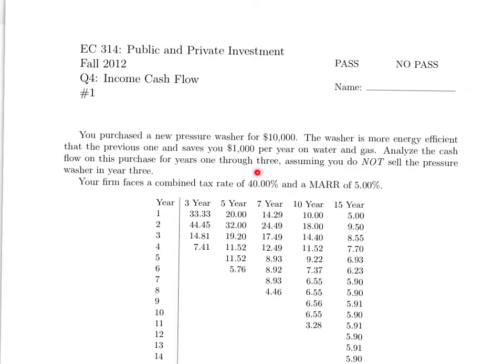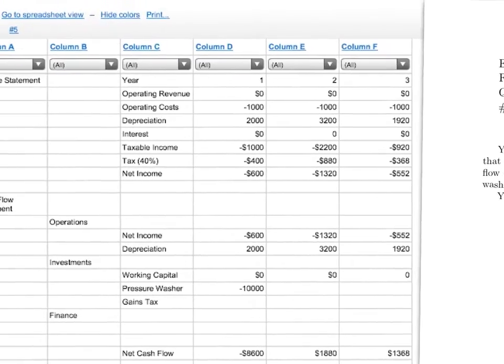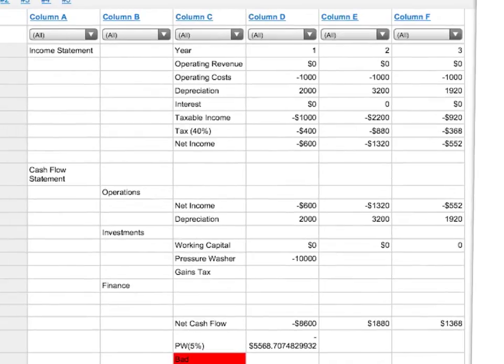So we're actually looking at that as a change in operating expenses, and we're supposed to analyze the cash flow and purchases 1 through 3, and then we don't have to do anything with selling the pressure washer in year 3. This is actually to make things a lot easier for you. When this was given in class, I issued a verbal that this was supposed to be a 5-year asset. So let's take a look at how this played out in the income and cash flow statement.